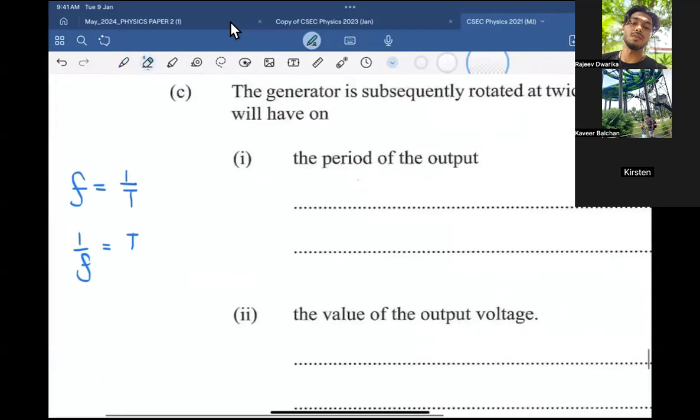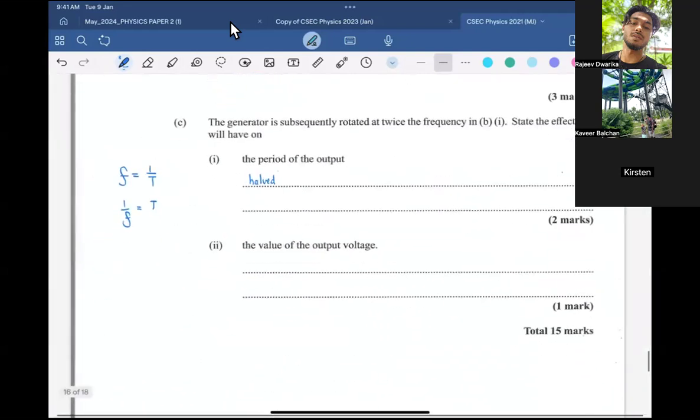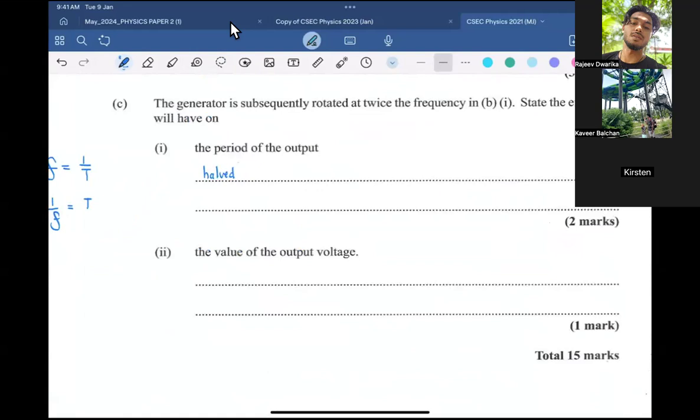So if I double my frequency, then I would halve my period. They're related opposite to each other, right? So the period of the output would be halved. The generator is subsequently rotated at twice the frequency. They want me to tell them what effect it will have on the value of the output voltage.